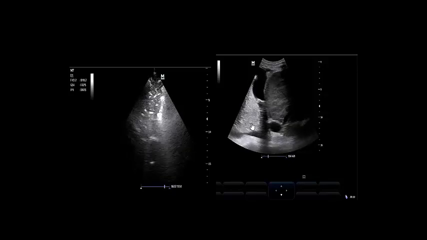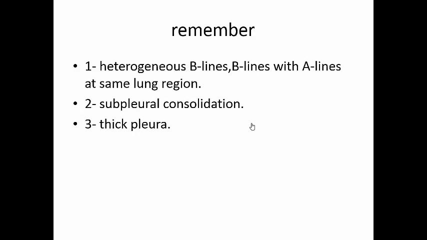So, narrow, collapsing inferior vena cava and a distressed hypoxic patient: first look for pneumonia, and you know now how to look for it. Second, ARDS. Please, it is very common in our job. Remember to look for these three: heterogeneous B-lines, B-line with A-line in the same lung region, subpleural consolidation, and sick pleura. Let us clarify this point.